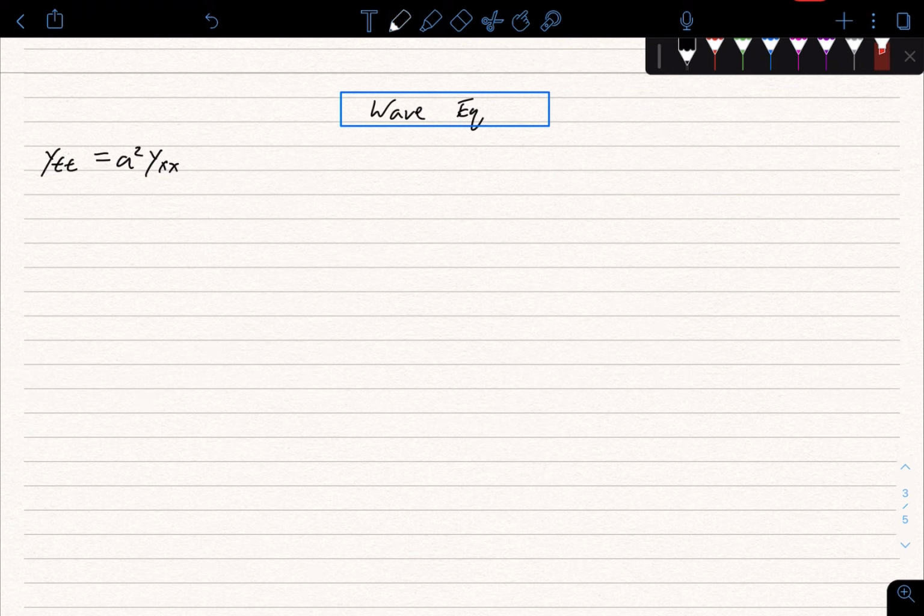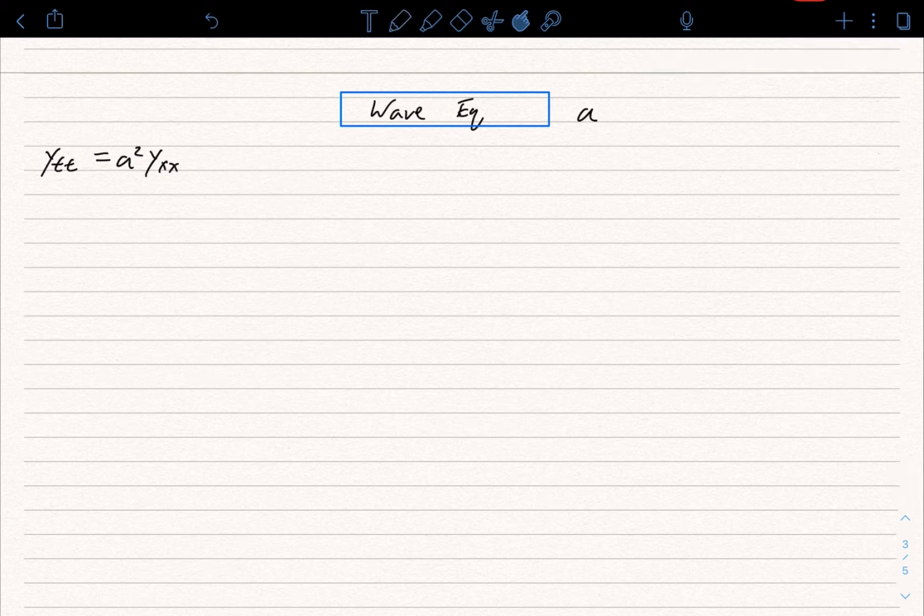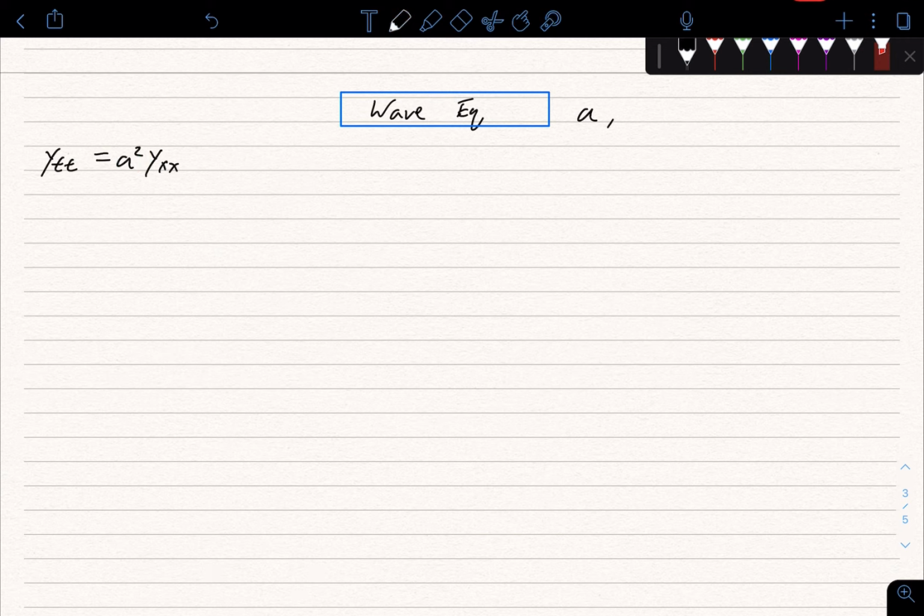So before you do anything, you should also be able to identify the value of a. The question will give you the value of a squared, and also you should be able to easily figure out what the value of L is. So let's separate the variables. Instead of the first derivative of t in the heat equation, the wave equation will have the second derivative of t. So X T equals a squared X double prime of T.